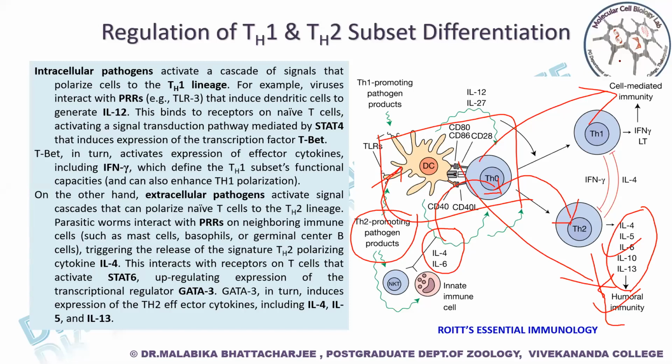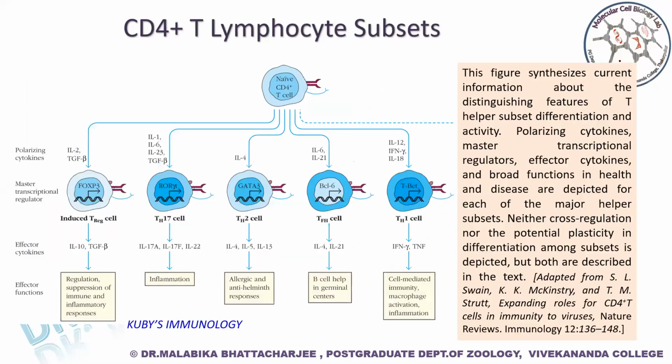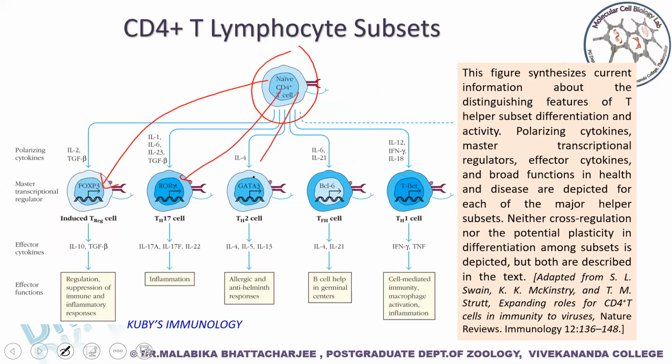So these were the two basic divisions of the T helper cells. For our undergraduates, we restrict to this, but I would like to show you that a naive CD4 positive T cell can have so many varieties depending on what cytokine is being produced. So this decision is very vital.